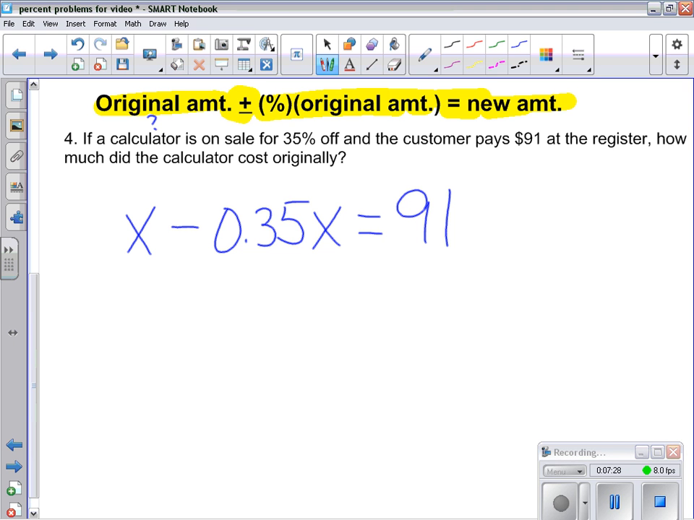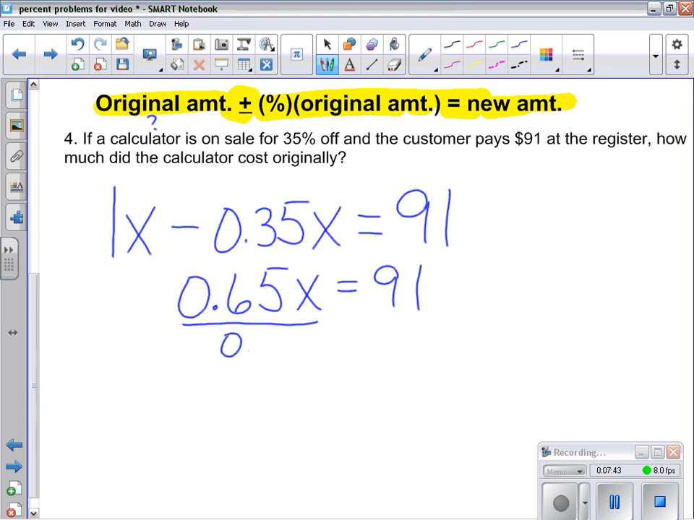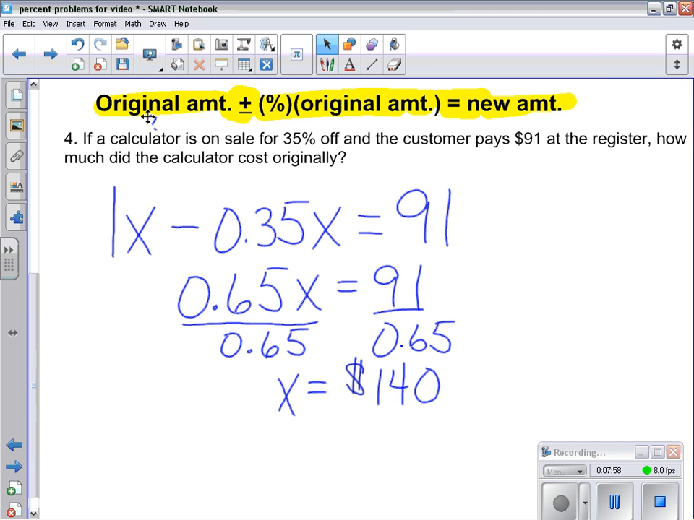Okay, so the coefficient here is 1. So now we're going to subtract 1 minus 35 hundredths. We're going to get 65 hundredths times X equals 91. A little one-step equation here. Divide by 65 hundredths on both sides. And we get our original price of $140. So be good to your calculators because they are expensive.